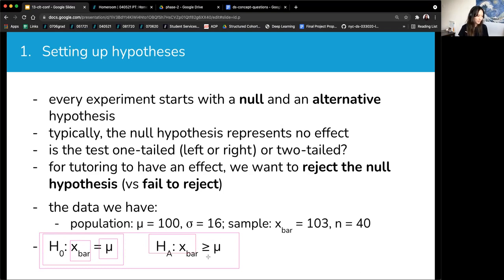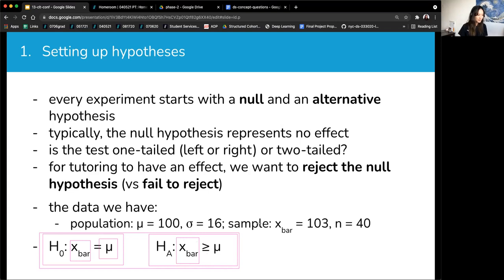In this case, we have an alternate hypothesis, which is usually denoted either HA for alternate or H1 can also be used. And this is saying that X bar, which is the 103 average, is greater than mu. Actually, this should not be greater than or equal to, this should be strictly greater than.